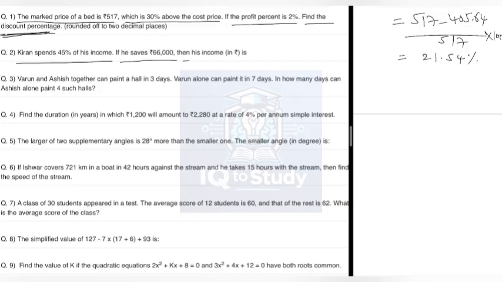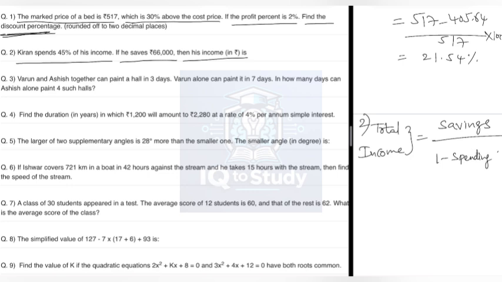Kiran spends 45% of his income. If he saves 66,000 rupees, then his income is? We have the formula of total income is equal to savings divided by 1 minus spending percentage. Savings is 66,000 rupees divided by 1 minus 45 by 100. Let's simplify this.